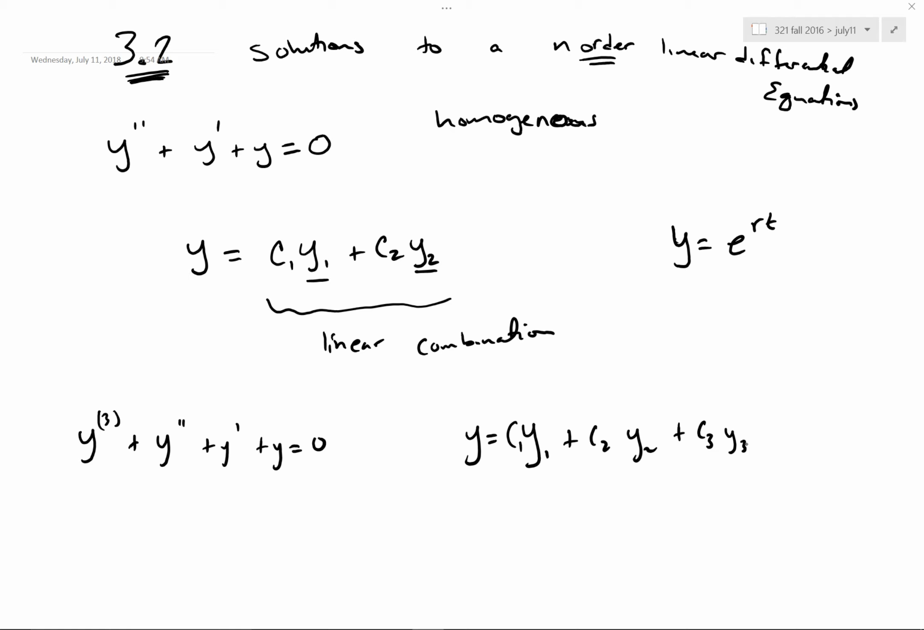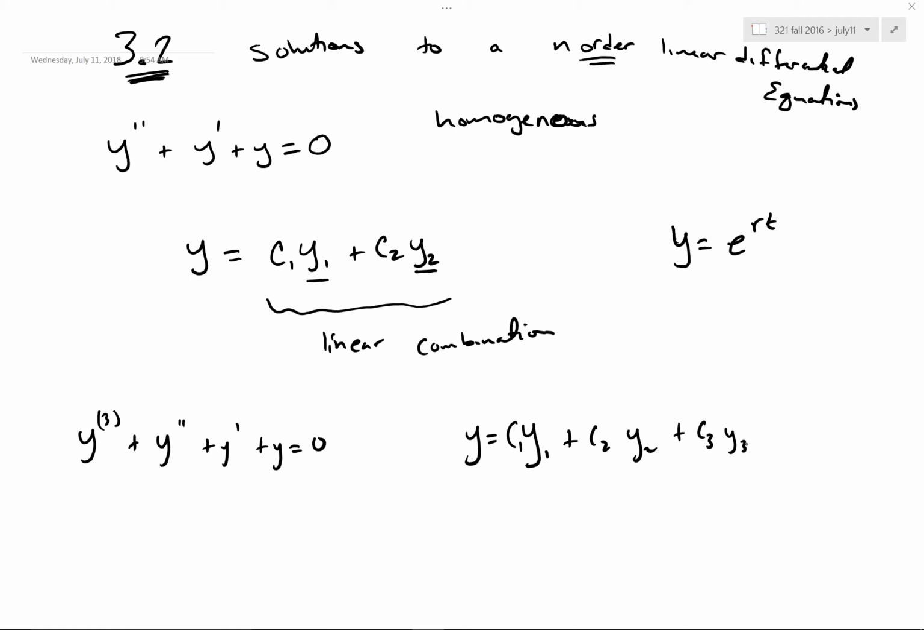Here I have 1, 2, 3 missing terms. It's because it's the third derivative, so I'm going to need to know y of 0, y prime of 0, and y double prime of 0, for instance. I'd have to know those in order to find these 3 missing coefficients coming out of here.